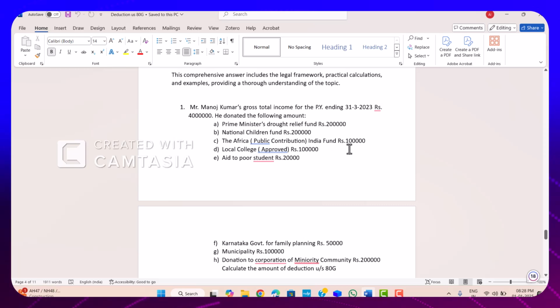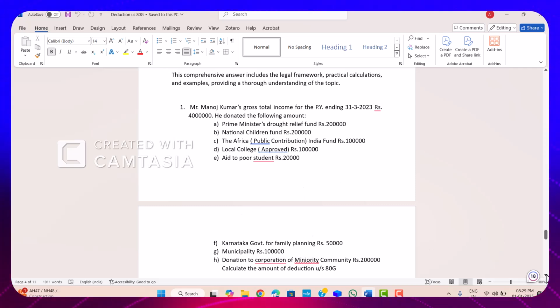The Africa India Fund also comes under 100%. If it is a different country's name, like Africa, Antarctica, USA funds, you have to take 100%. There is no reduction, directly 1 lakh. Local college approved comes under donation to approved institution. Aid to the poor student should not be considered because it is a donation in the form of kind. Okay, if you are giving a donation in the form of kind, it will not be considered.